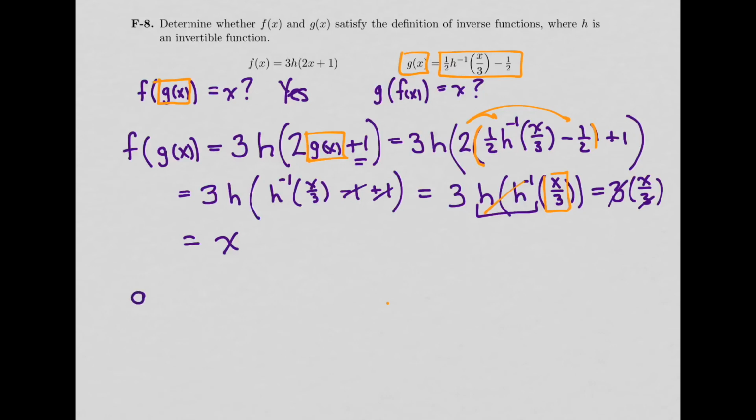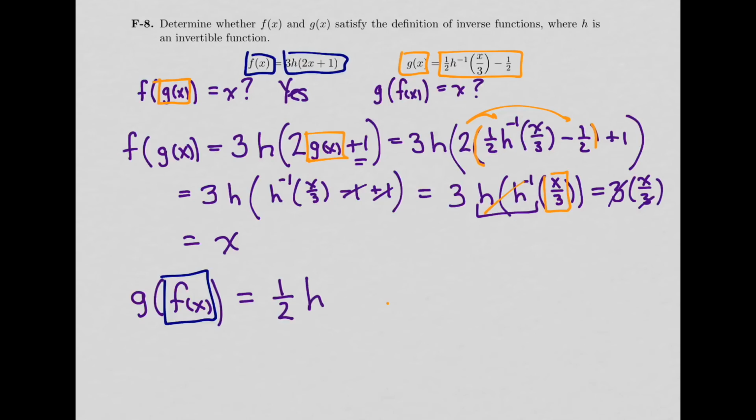And the second, let's do that one now. g with f of x as its input. All right, so this time f of x is my input, and I'm going to replace f of x by its formula. And for g, I'll use what it says. g takes 1/2 of the inverse of h with its input, f of x, over 3, minus 1/2. Here's where we replace my f of x with its formula.